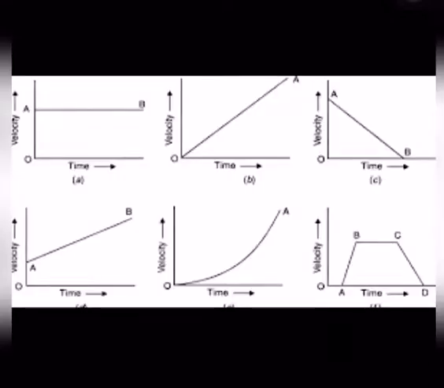So these are all the velocity time graphs which we have done, and this is your homework, that you have to infer from these given graphs which graph represents which motion. So this is your homework. So you have to write down which particular graph represents what kind of motion.